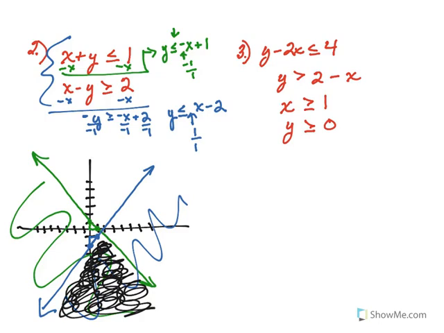So what does that mean? It means that any point in this shaded region, if I plug that xy coordinate in for here and here, I would end up with a true inequality. So again, it's got to work for both inequalities.